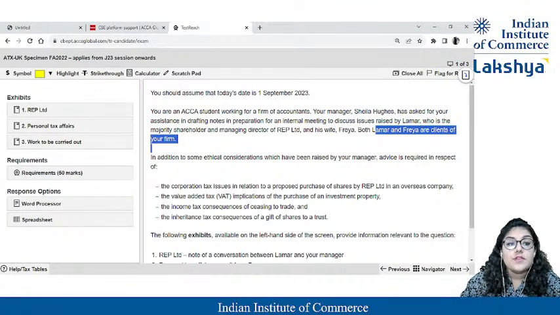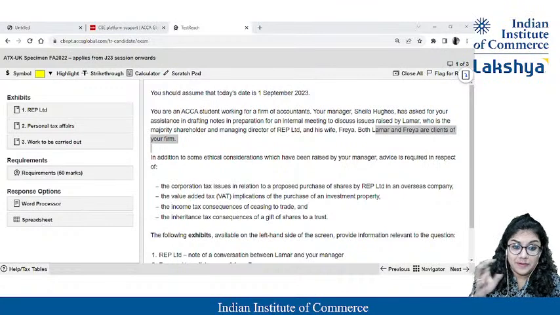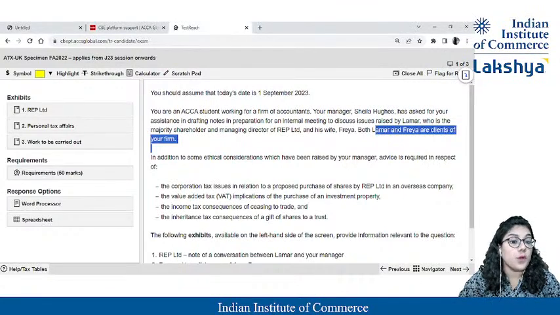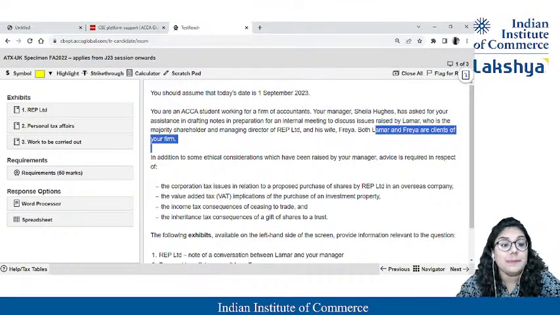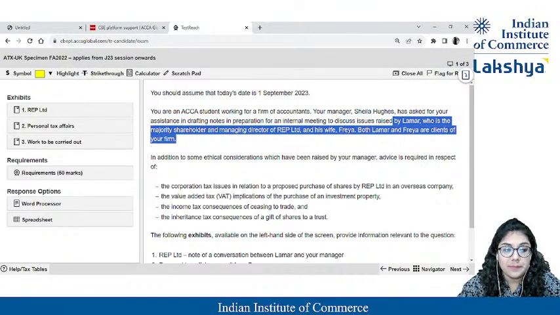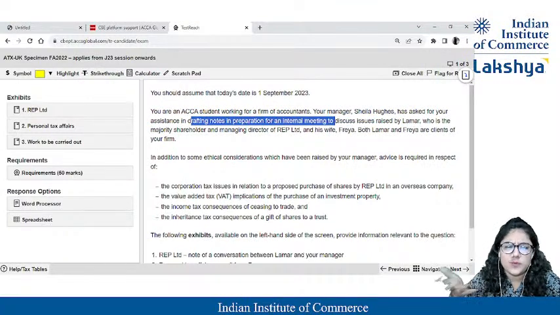So you need to draft a report to your client. Who is my client? My client is REP Limited, whose main person is Lamont, the major shareholder and MD of REP Limited, and his wife Freya. To both of them, who are my clients, I need to draft a report for the internal meeting we have discussed.